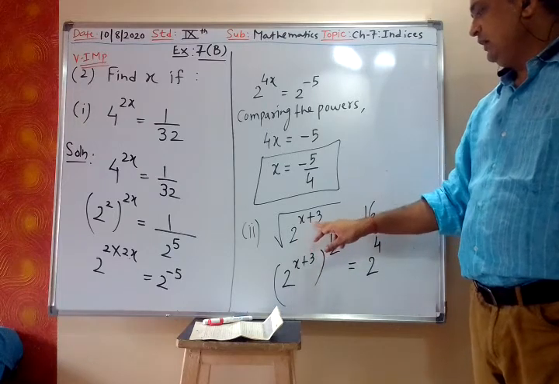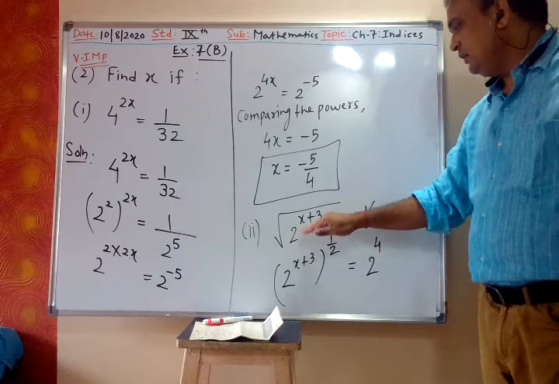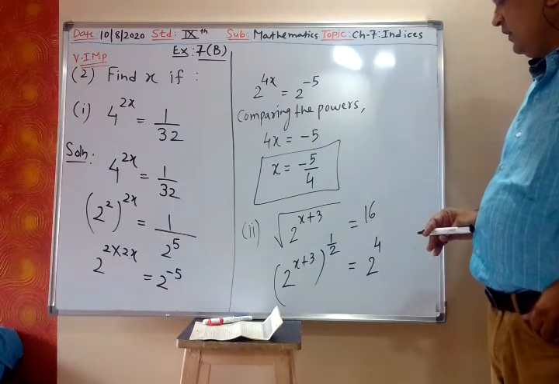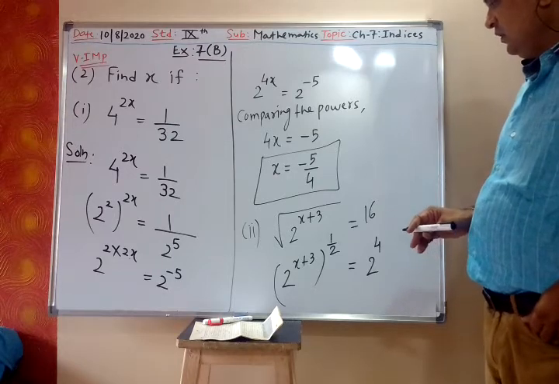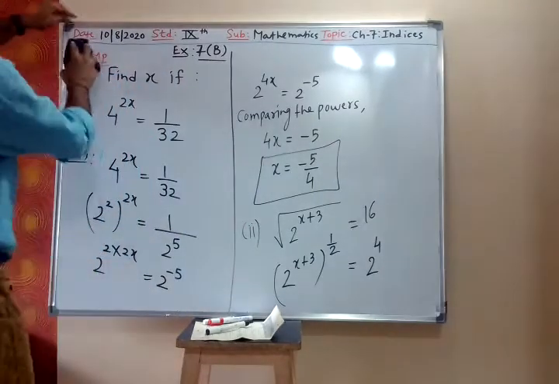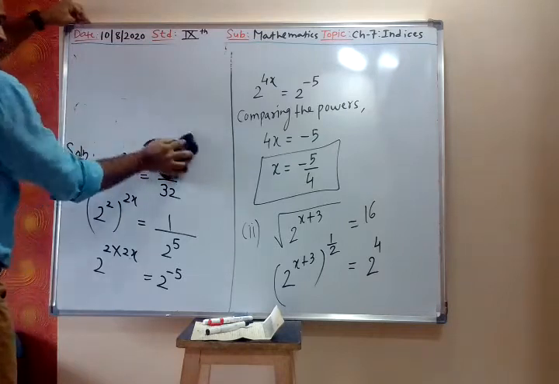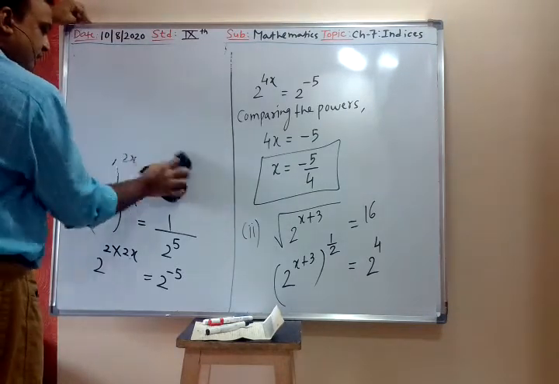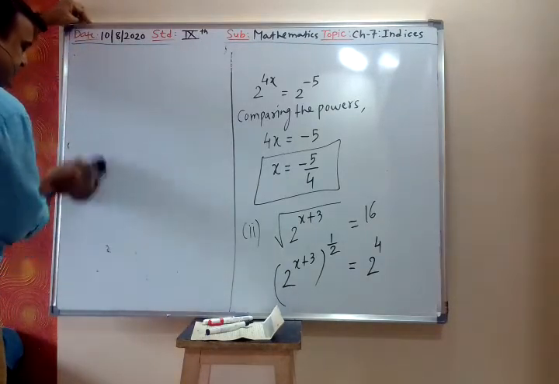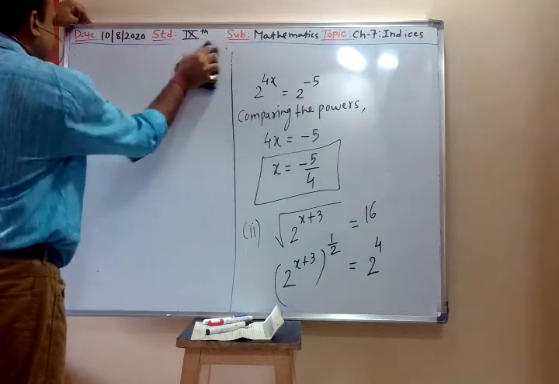2 raised to x plus 3 square root, so that means 2 raised to x plus 3 raised to half. If there is cube root, then its power will be 1 upon 3. So now we simplify 2 raised to x plus 3 raised to half, power raised to power, multiply the powers. So that will be 2 raised to x plus 3 into 1 by 2, which is x plus 3 by 2.